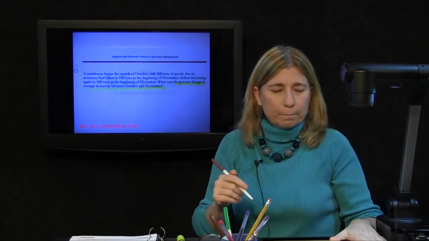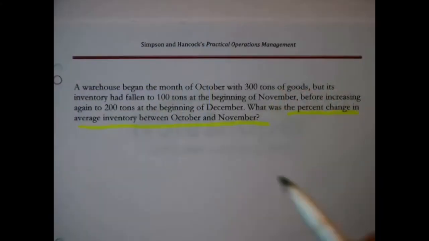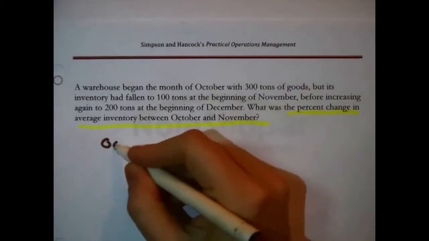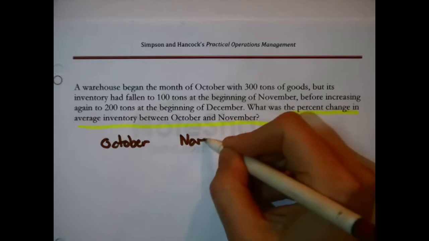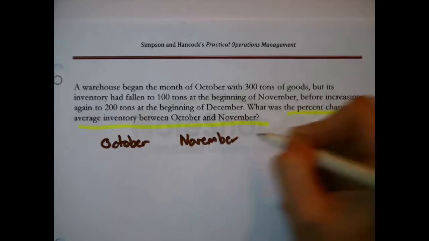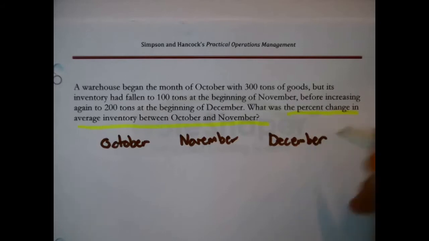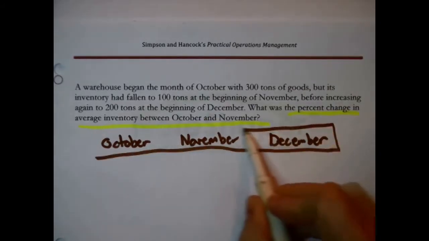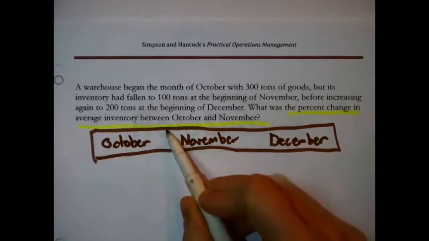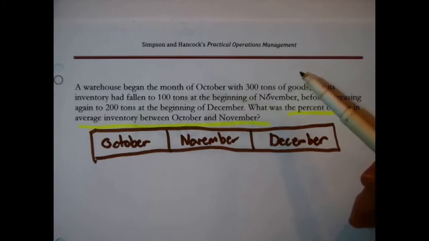What I recommend in this problem essentially is to draw it. Okay, we're talking about October, November, and December. This is just the 3 months that was mentioned in that problem. So think about it as like a timeline. Now, what are we told about inventory at this warehouse?